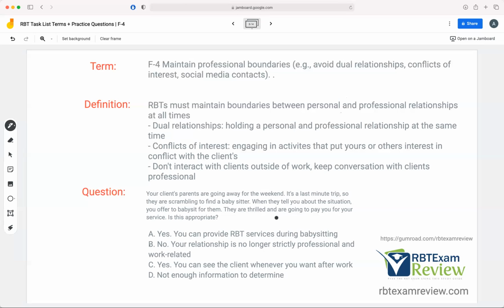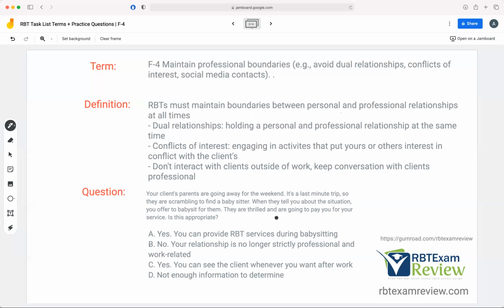Question: your client's parents are going away for the weekend. It's a last-minute trip, so they're scrambling to find a babysitter. When they tell you about the situation, you offer to babysit for them. They are thrilled and are going to pay you for your service. Is this appropriate? Also not too uncommon, right? Especially if you've been working a long time, they can trust you. They know you're going to do a good job with their kid. So they want a babysitter and they want you to babysit. What's wrong with that?